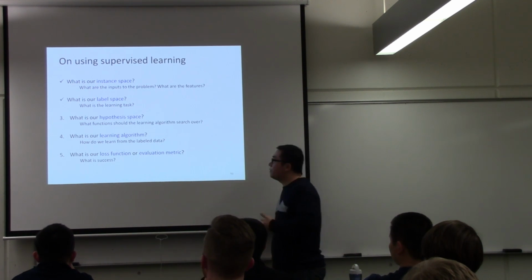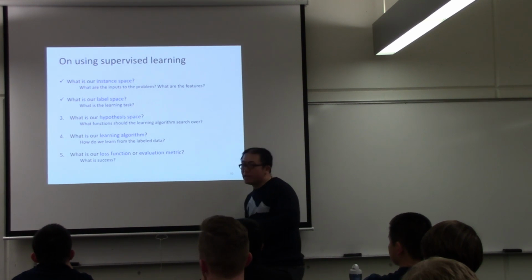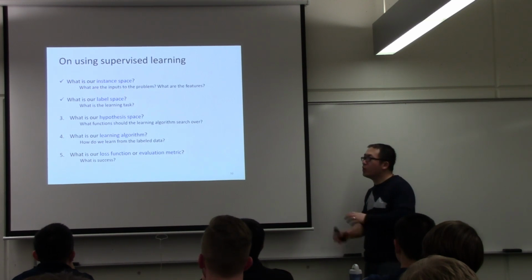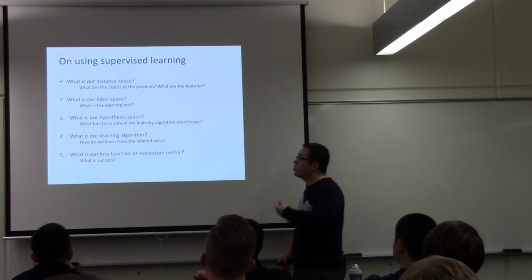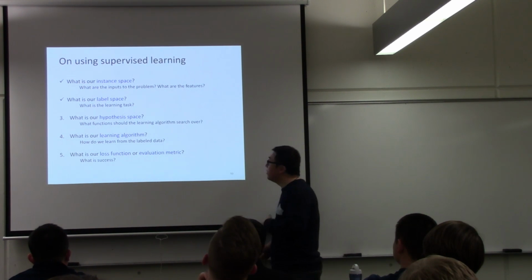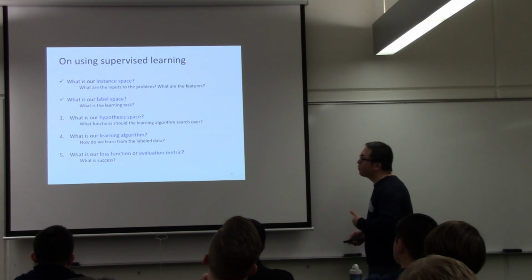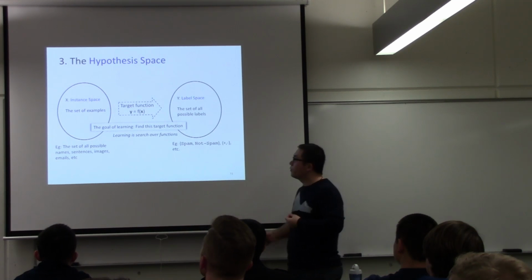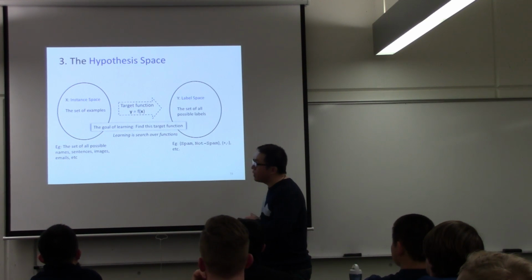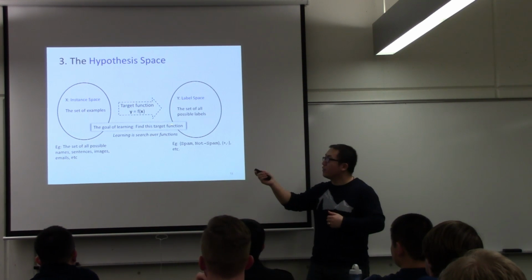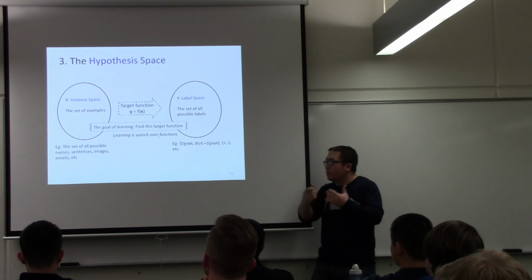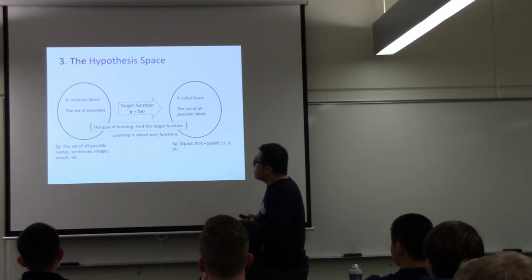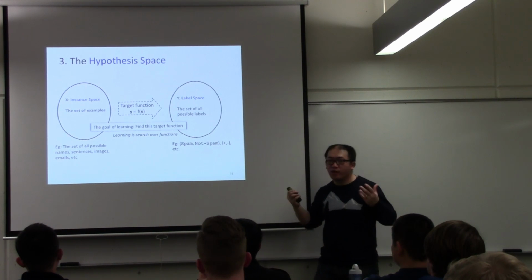Now let us look at the third problem. What is our hypothesis space? Namely, what type of functions, or what family of functions, are we going to let our learning algorithm search? As we defined earlier, the goal of learning is essentially to find a target function, or find a good approximation of the target function. So the learning process is actually a search over functions.